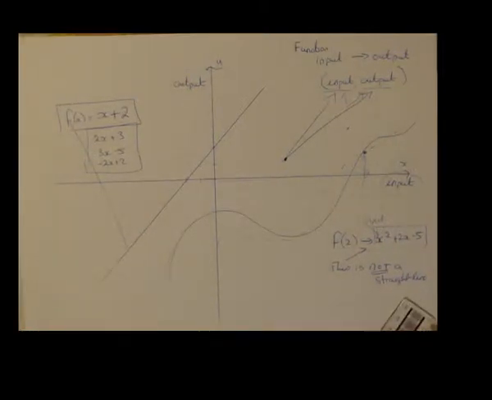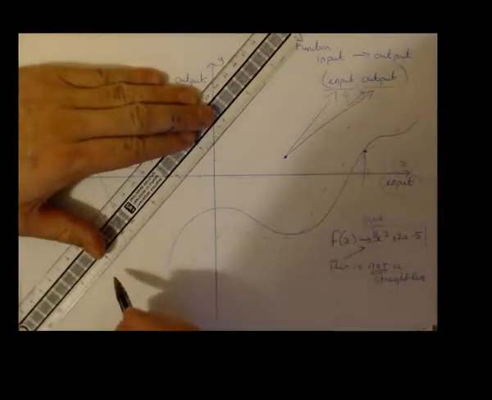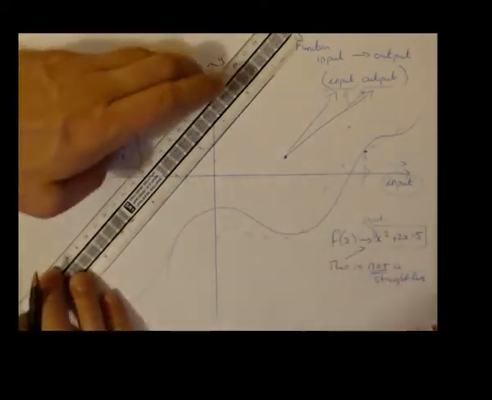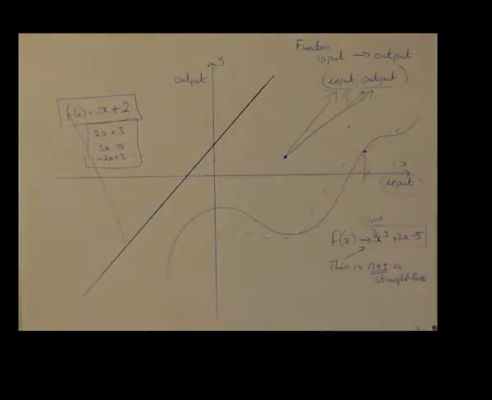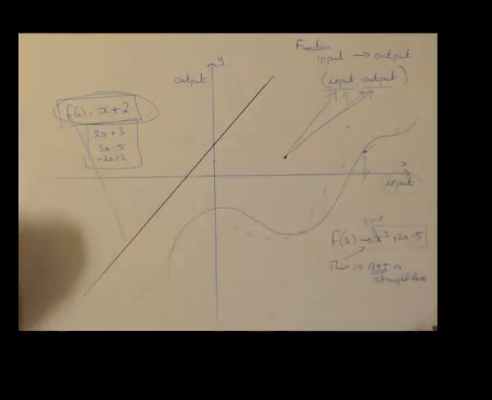So on this graph, I've plotted a straight line here. So here's our straight line. That's our graph that describes our relationship. This is the graph of x plus 2.